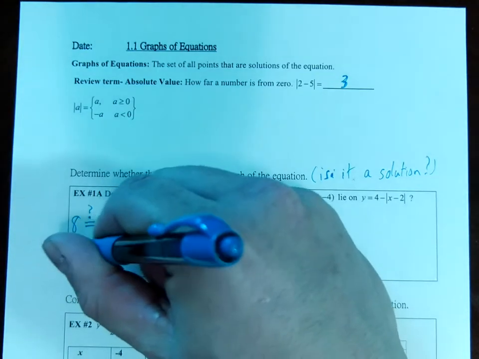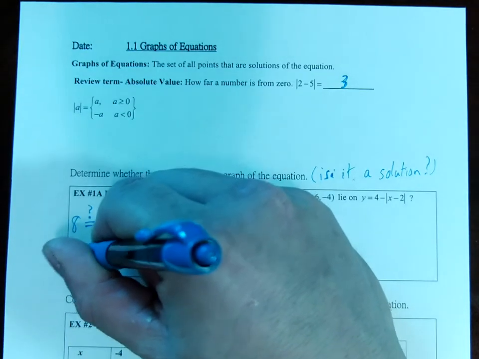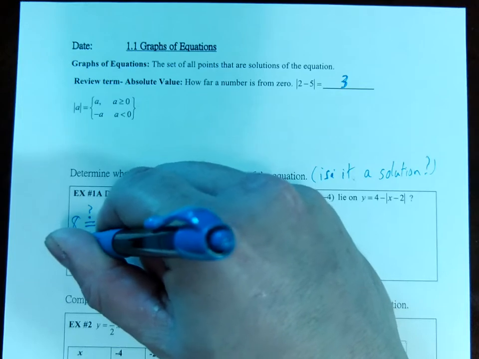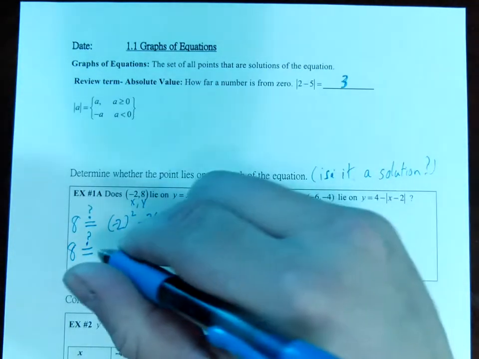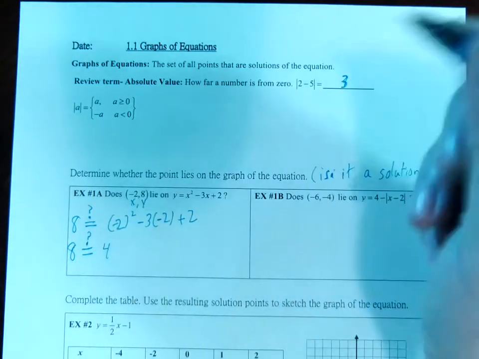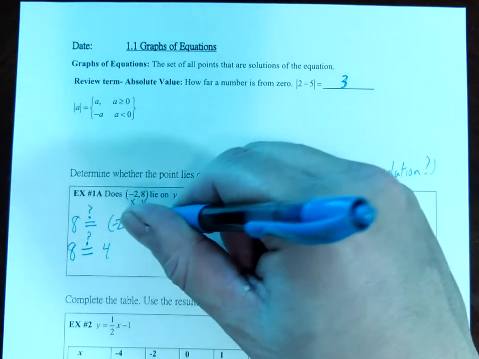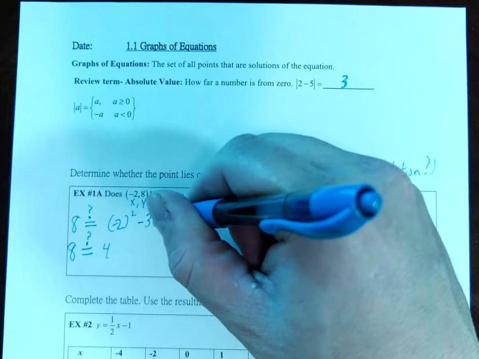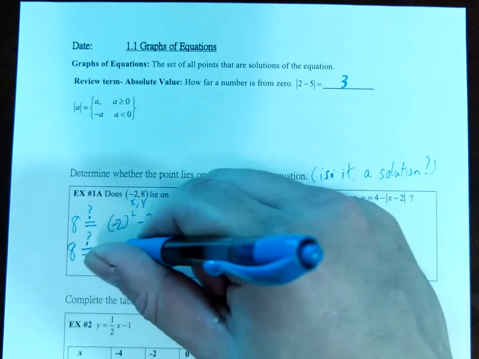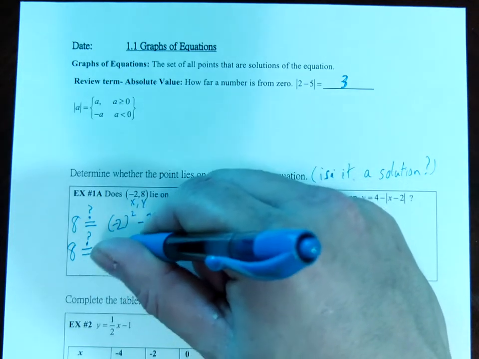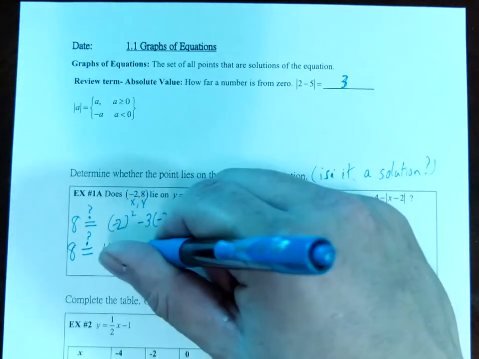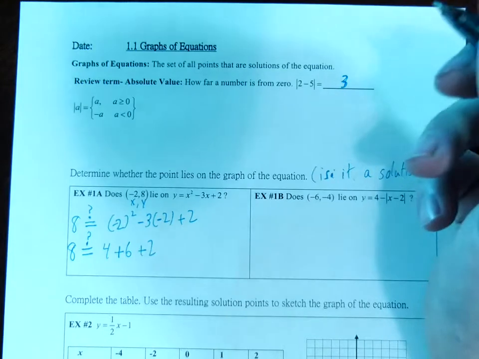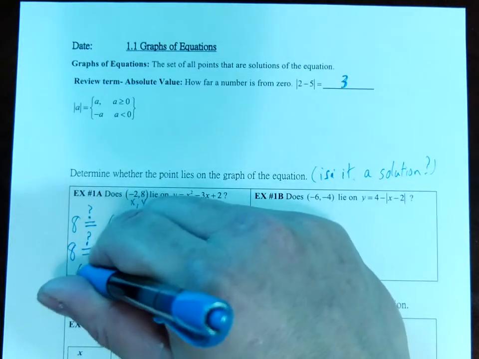So again, the question here is, does 8 equal? So that's what I'm writing here with this equal and this question mark. I'm not stating that 8 equals, I'm asking if 8 equals 4. Negative 3 times negative 2 is positive 6, because there's two minus signs there. So does 8 equal 4 plus 6 plus 2? And here, I can validly answer no.